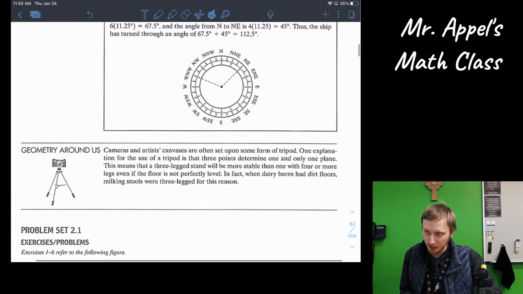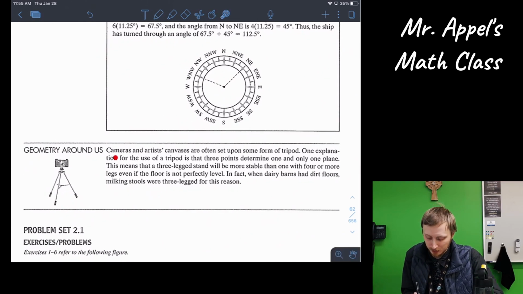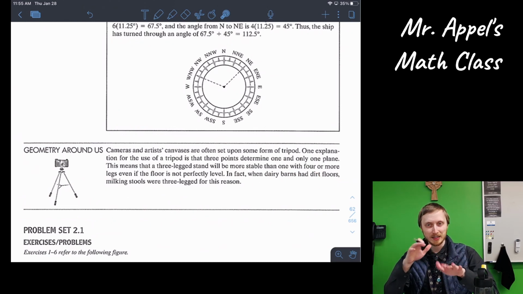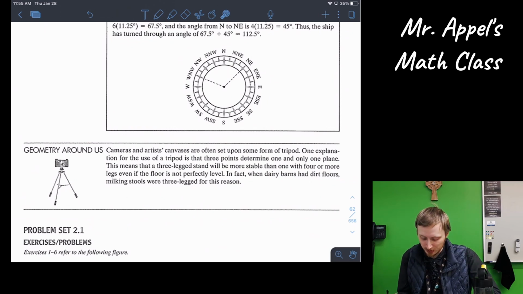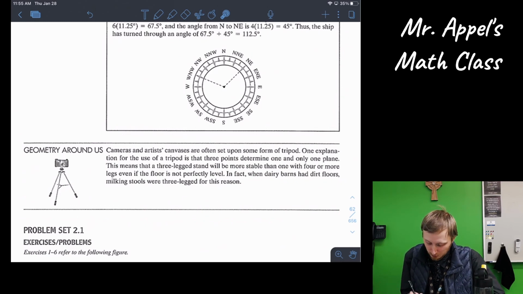And to wrap up, a reminder that geometry is all around us. Cameras and artists' canvases are often set upon some form of tripod. One explanation for the use of a tripod is that 3 points determine one and only one plane. This means that a 3-legged stand will be more stable than one with 4 or more legs. It cannot wobble from leg to leg because there is only one plane on which it settles. Even if the floor is not perfectly level, it might not stand level, but at least it will stand stable. In fact, when dairy barns had dirt floors, milking stools were three-legged for this very reason.